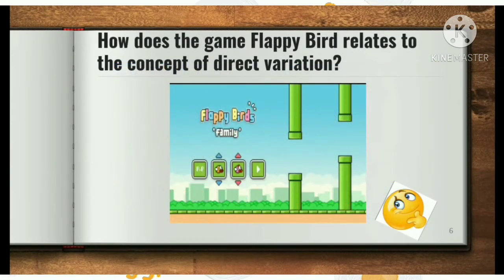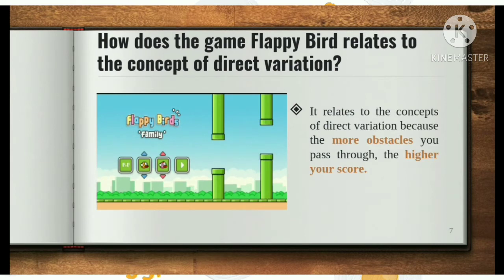Now, let's go back to the short game that we had. So how does the game Flappy Bird relate to the concepts of direct variation? We all know that in this game, we need to help a paper bird fly through the obstacles for as far as possible. You may get a bonus score when you pass the obstacle at the designated place. If you hit the obstacles, the game is over. The game Flappy Bird relates to the concepts of direct variation because the more obstacles you pass through, the higher would be your score.